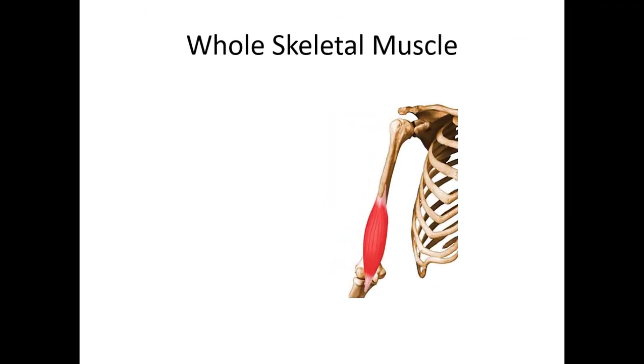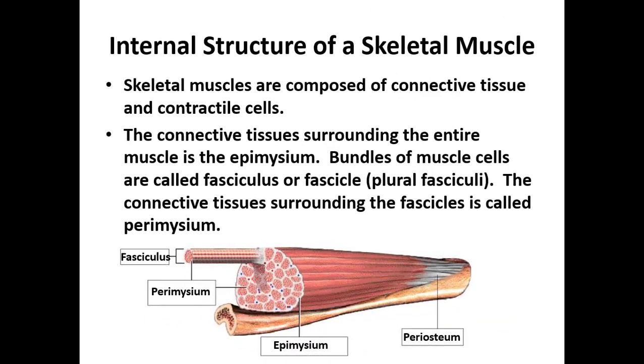Okay, let us see the internal structure of a skeletal muscle. Skeletal muscles are composed of connective tissue and contractile cells. The connective tissue surrounding the entire muscle is the epimysium. Bundles of muscle cells are called fasciculus or fascicle, plural fasciculi. The connective tissue surrounding the fascicle is called perimysium.